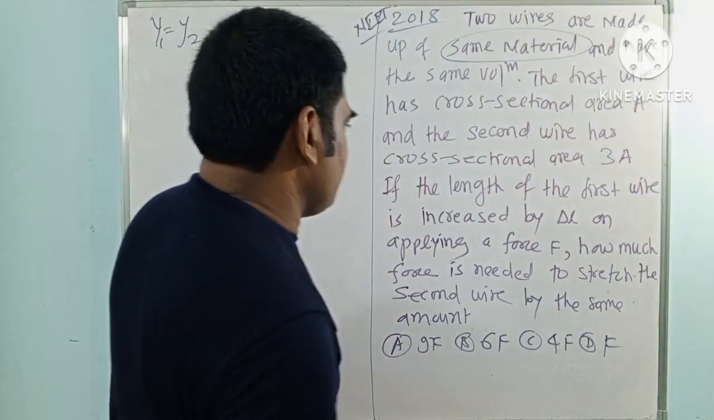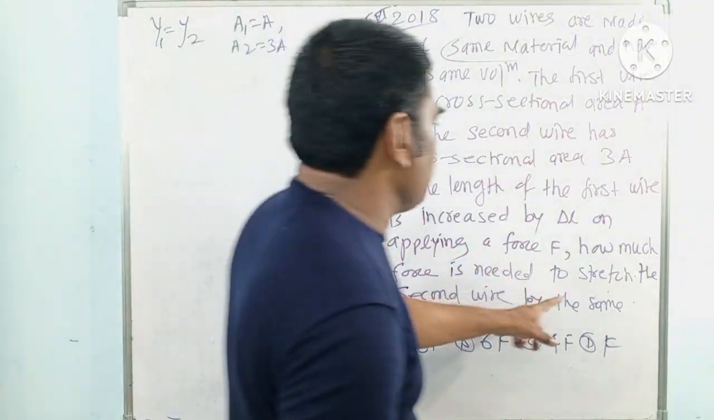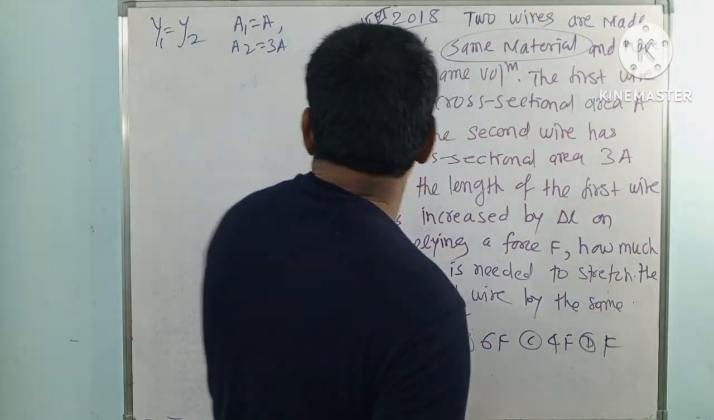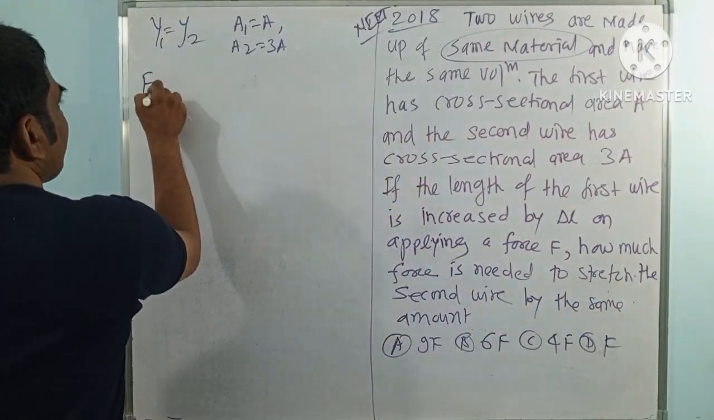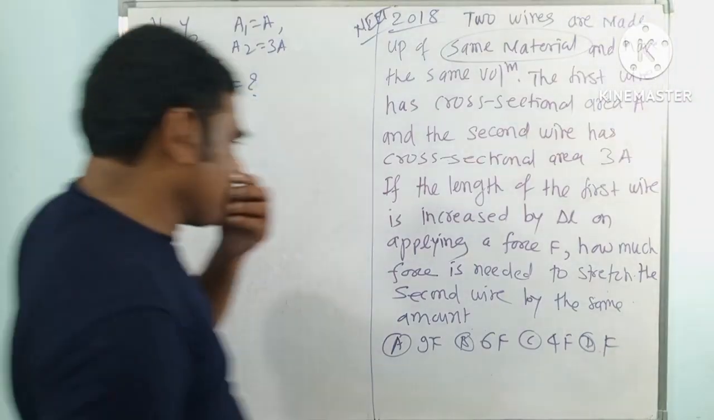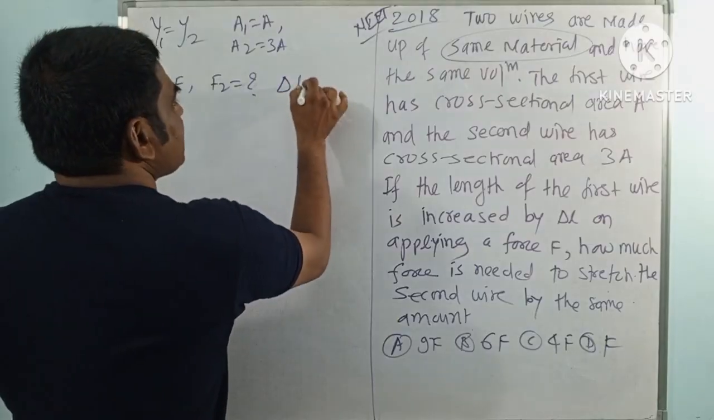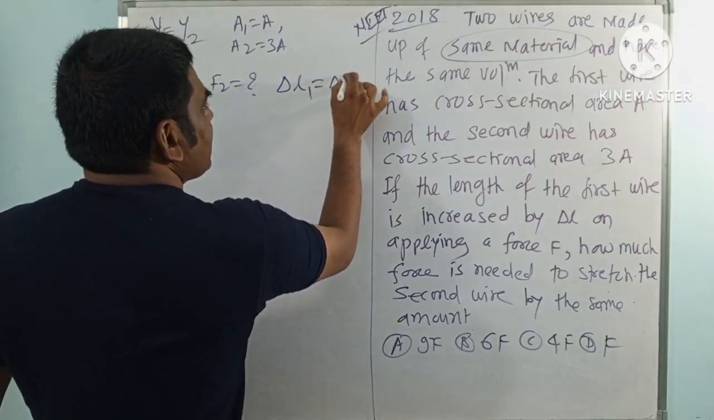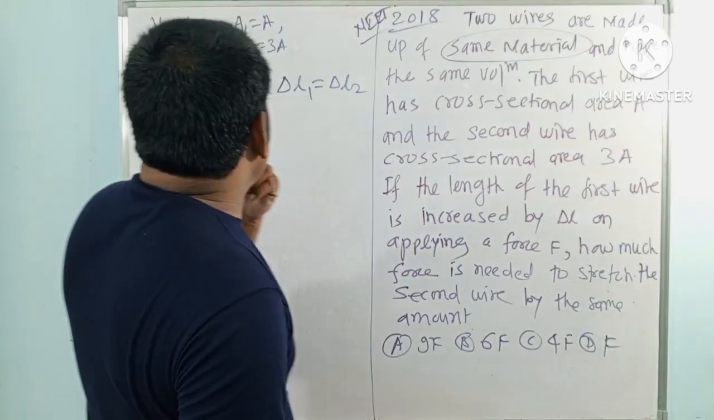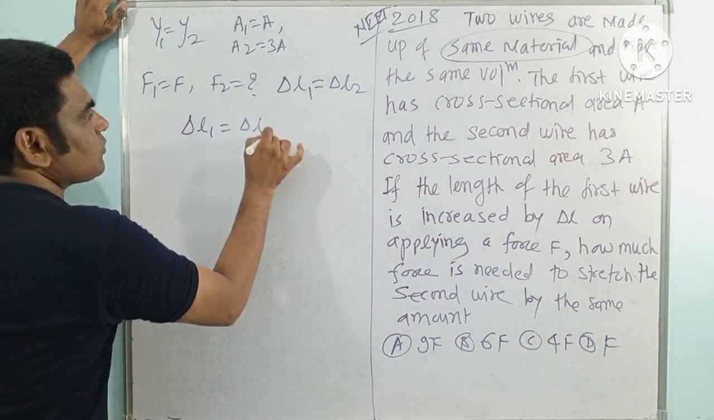If the length of the first wire is increased by delta L by applying a force F, how much force is needed to stretch the second wire? Okay, F1 is equal to F, F2 is what they are asking. And delta L should be the same, they are asking. Delta L1 is equal to delta L2. The same stretching should happen.